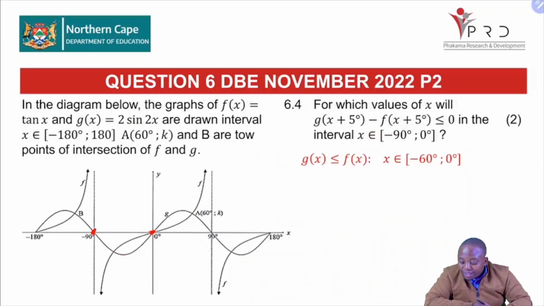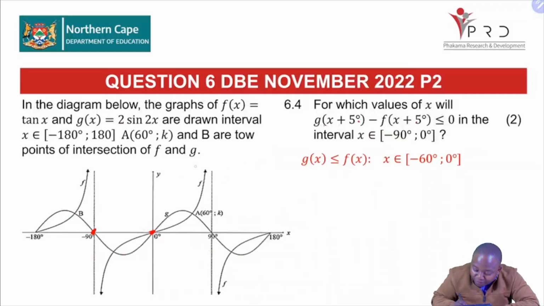Before we can do that, the first thing that we're going to do is the following. We are going to now focus on g at x and f at x without that shift of 5 degrees. That shift of 5 degrees is our horizontal shift. In this way, we are saying we are going to start with g at x minus f at x.